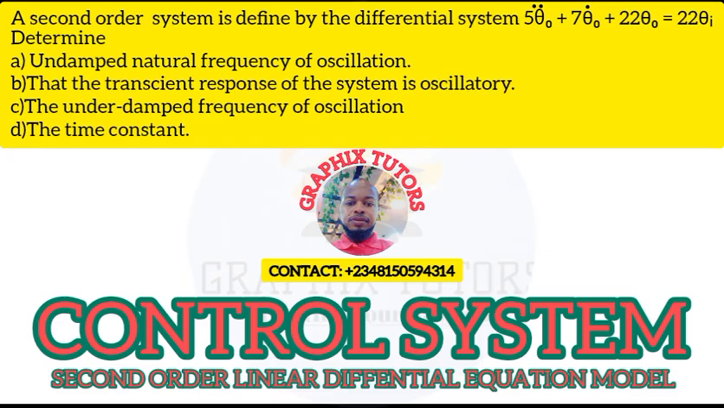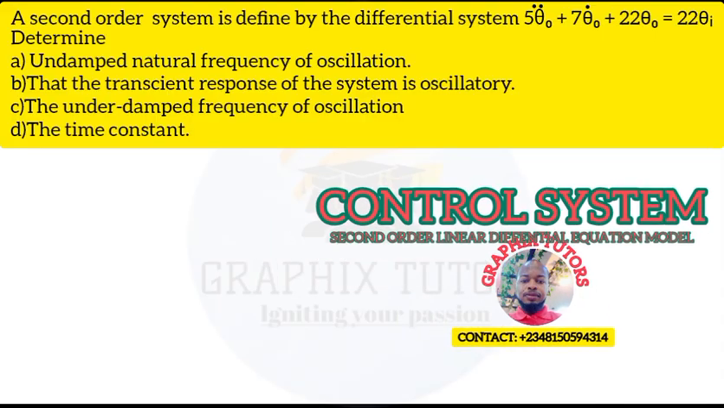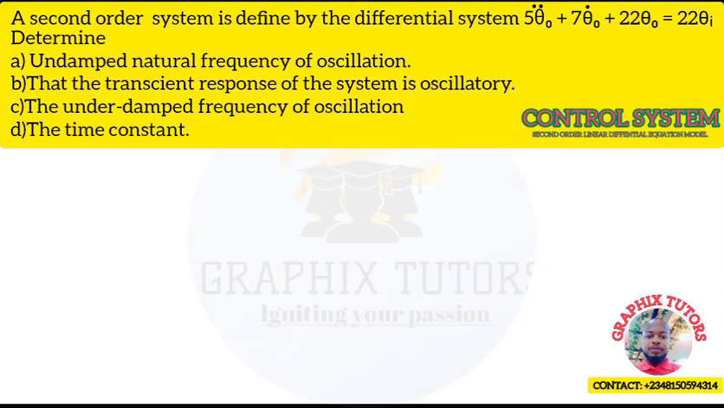Determine A, the undamped natural frequency of oscillation, B, that the transient response of the system is oscillatory, C, the underdamped frequency of oscillation, D, the time constant. Solution. The first thing that should come to your mind is for you to write the common form of the second order differential system equation.